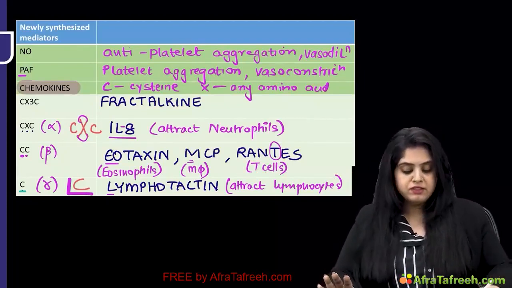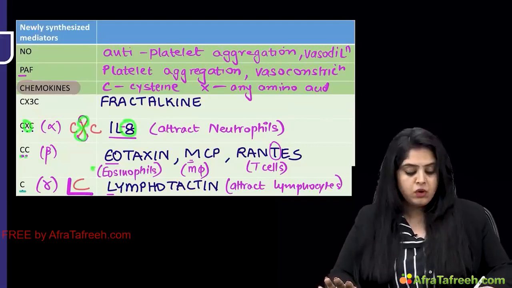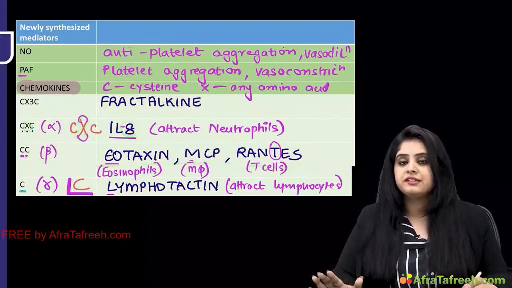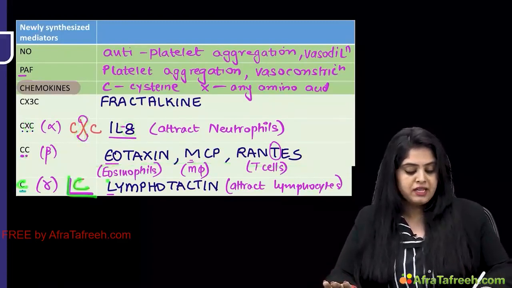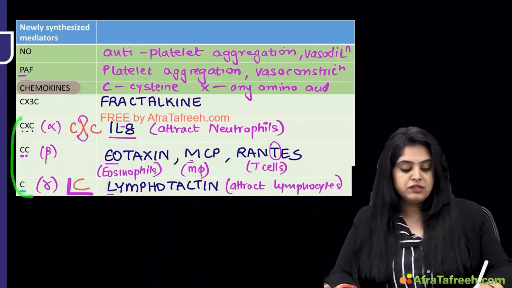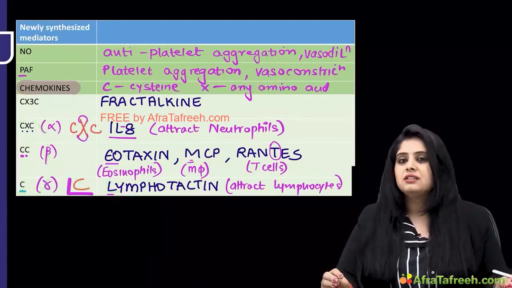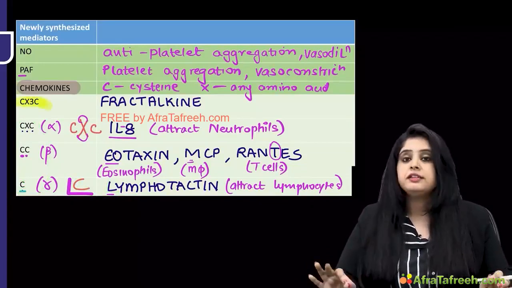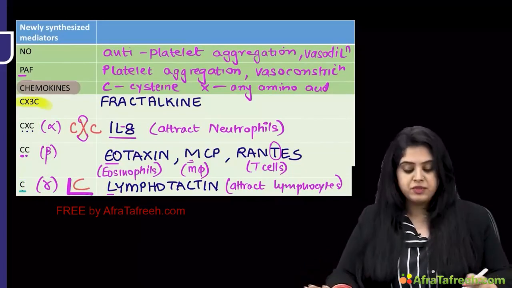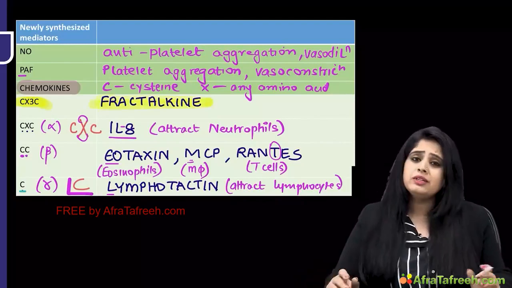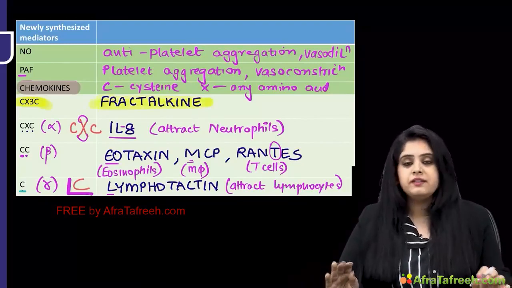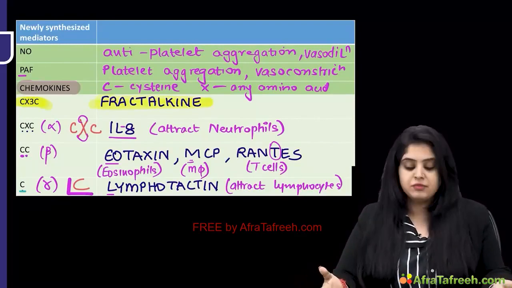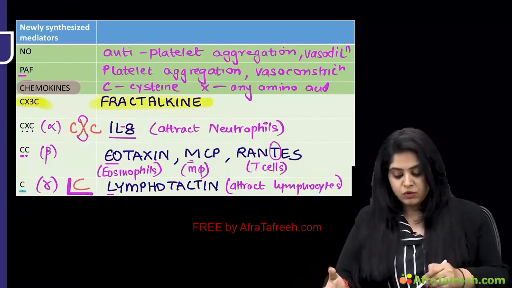So let's do a recap. Please remember CXC, make an 8 out of the X, so interleukin 8. In CC, all the miscellaneous ones: eotaxin, MCP, Rantes, everyone comes. In single C you have L, so lymphotactin will come. So these three are sorted. Now I'm left with the weird one. Some weird structure is there: CX3C. Totally different from the others, and the example is also totally different and weird sounding, which I don't hear anywhere else in pathology. Fractalkine comes under CX3C.